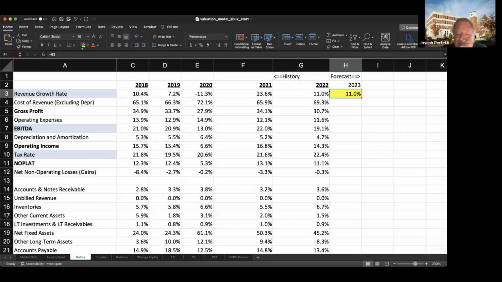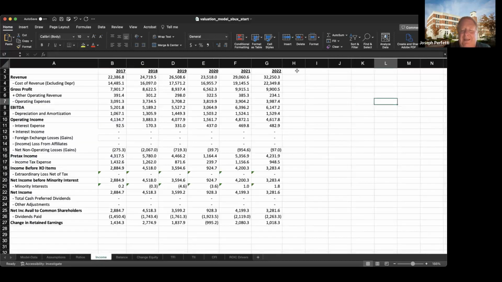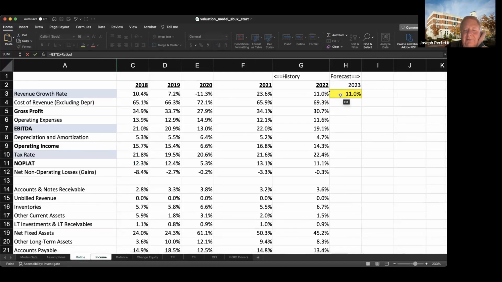Now, you don't need to do this part yet, but I just want to show you how this will play out. So then we're going to go to the income tab. And for cell H2 equals previous year, so this part you can do, plus 1. That's our first forecast year. And then for cell H3 equals last year's revenue, so equals G3, times left paren 1 plus, from the ratios tab, the growth rate in 2023, so cell H3, right paren.